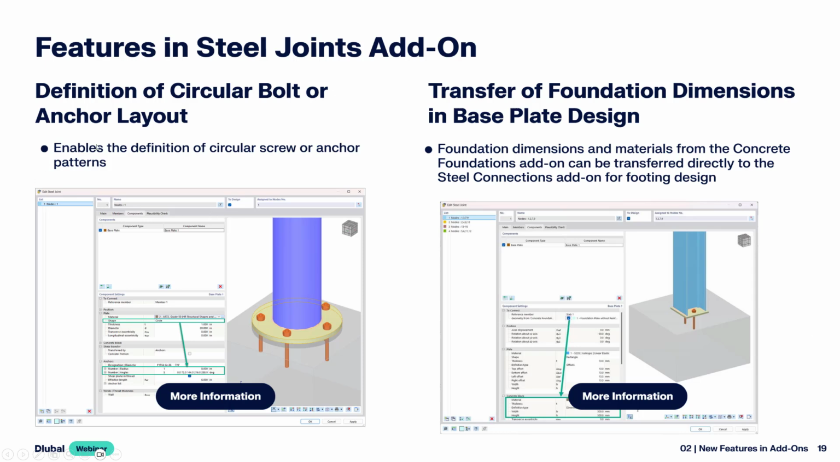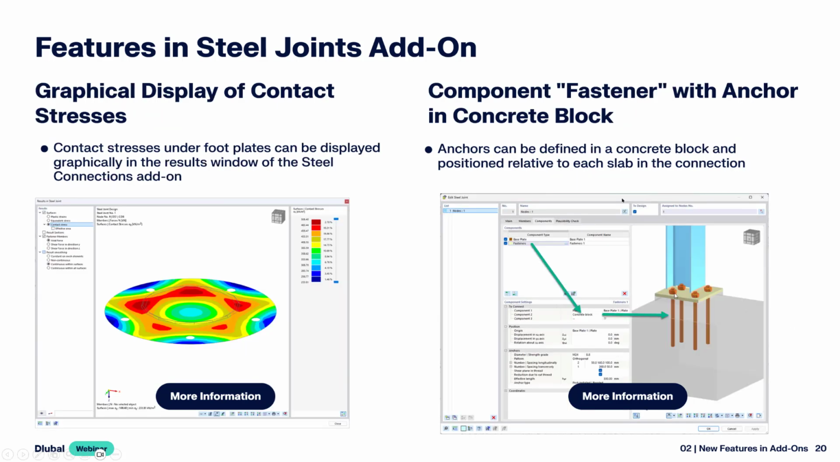So now we turn to the features in the add-ons. Features in the steel joints add-on. Those are the first features. Definition of circular bolt or anchor layout. You can see that in the image here. Then you can transfer foundation dimensions in the base plate design. When you designed the foundation in the concrete foundation add-on, then it can be transferred to the steel joints add-on.